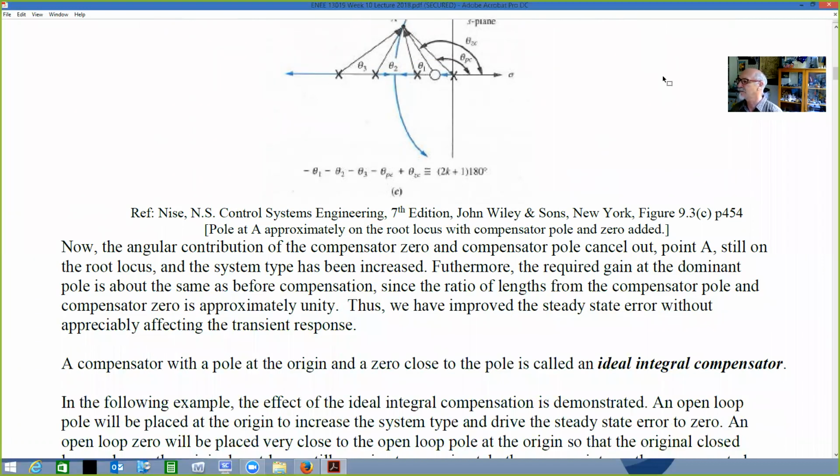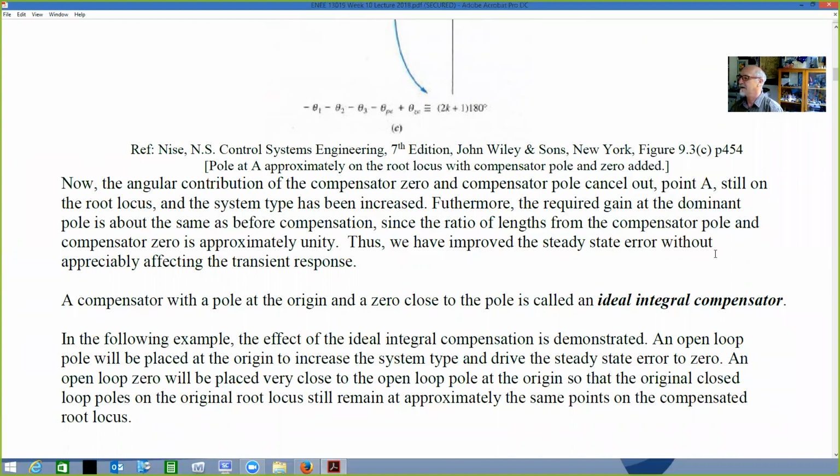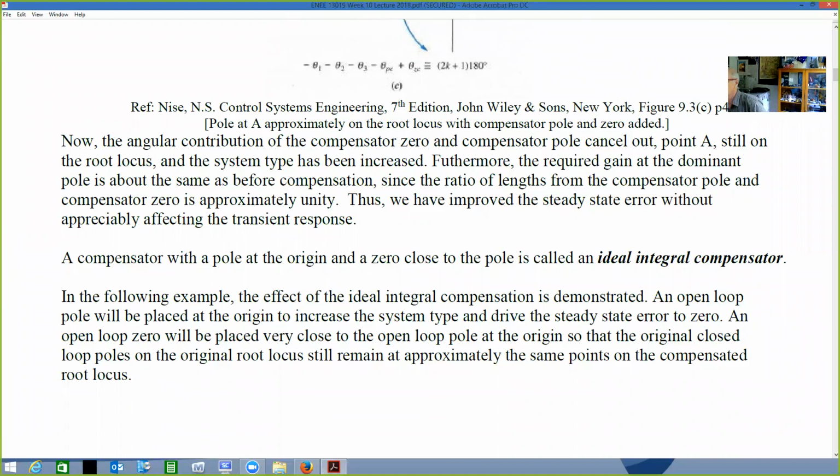Now, the angular contributions of the compensator 0 and compensator pole cancel out at point A. It's still on the root locus, and the system type has been increased. Furthermore, the required gain at the dominant pole is about the same as before compensation, since the ratio of the lengths from the compensator pole and the compensator 0 is approximately equal to 1. Thus, we've improved the steady state error without appreciably affecting the transient response. So a compensator with a pole at the origin and a 0 close to the pole is called an ideal integral compensator. In the following example, the effect of the ideal integral compensation is going to be demonstrated.